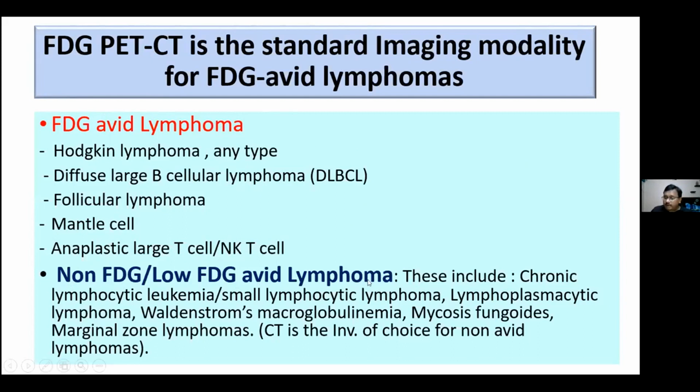Non-FDG avid or low-grade lymphomas. These include chronic lymphocytic leukemia, small lymphocytic lymphoma, lymphoplasmacytic lymphoma, Waldenström's macroglobulinemia, mycosis fungoides, or marginal zone lymphomas. CT is the investigation of choice for non-avid lymphomas if you want to image. Now, marginal zone lymphomas with aggressive transformation. Just one point I want to make. Still, PET CT is the imaging of choice if there is suspicion of aggressive transformation.